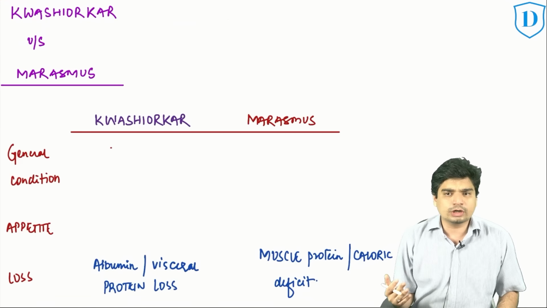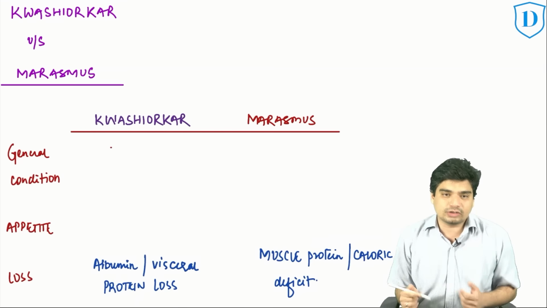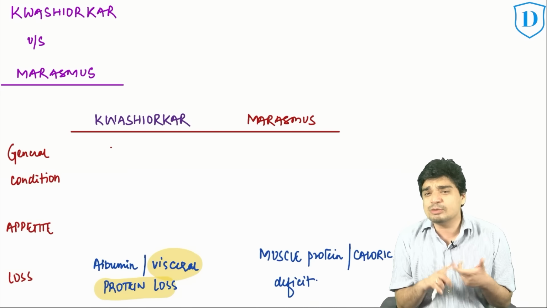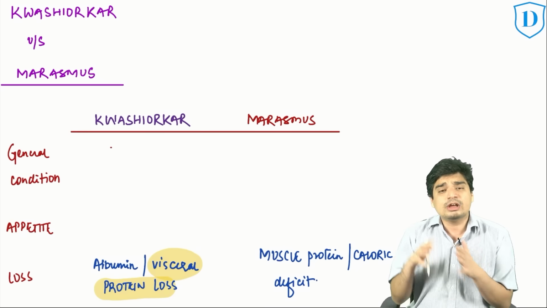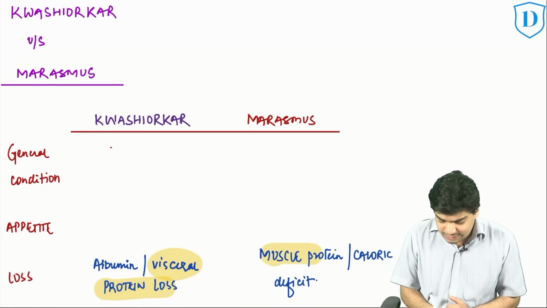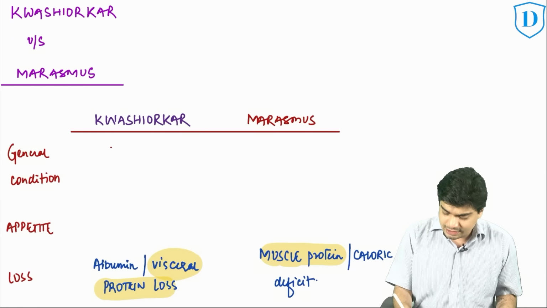So we all know why Kwashiorkor occurs. Kwashiorkor is essentially occurring because there is visceral protein loss. What is visceral protein? Protein which is basically there in albumin, neurotransmitters, in your enzymes. Well, why does marasmus occur? Marasmus occurs because of somatic protein loss, that is muscle protein loss, and it occurs because of calorie deficit in diet.